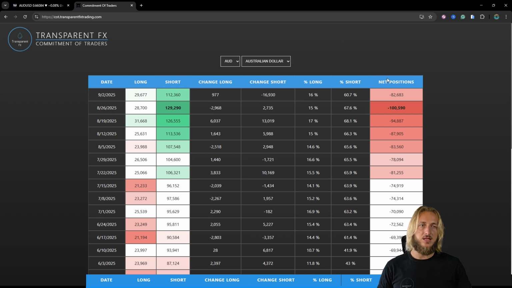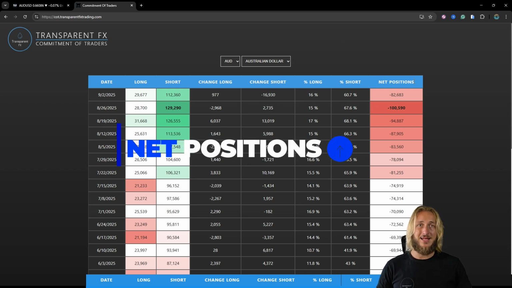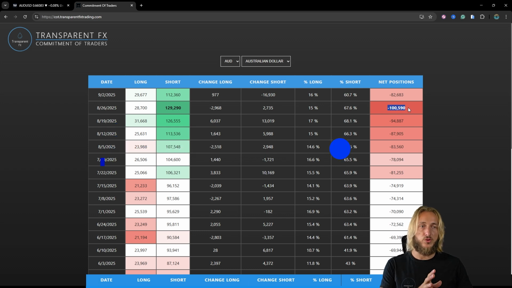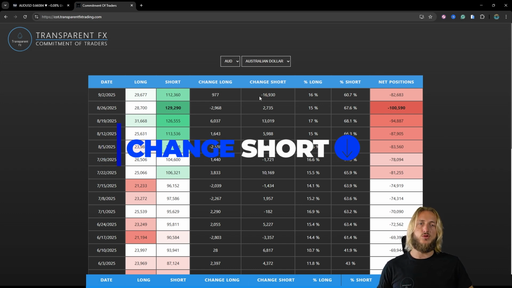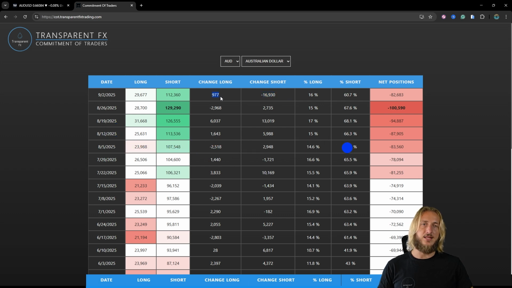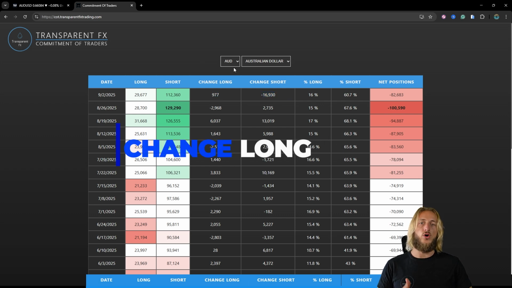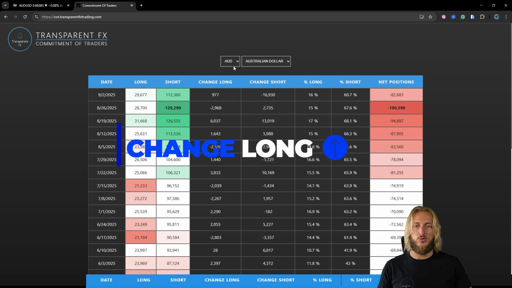And what we can see here is that with the last reports, net positions have been increased. We went from minus 100.5k net positions up to minus 82.6k net positions. So we had a clear increase of the net positioning, with institutions closing 16,900 shorts and adding almost 1,000 longs on the AUD, therefore on AUDUSD.